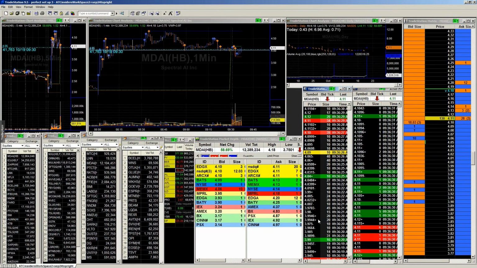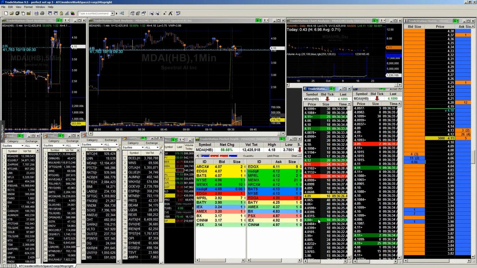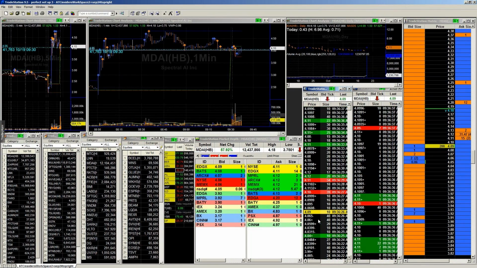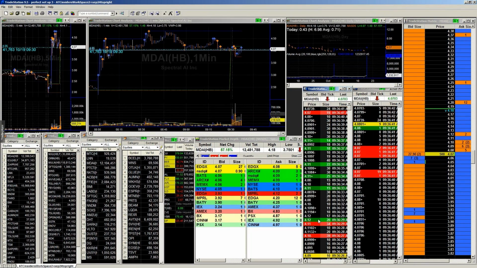Notice as we're watching, have we really seen any alignment on the overall game plan versus the shorter term game plan? Not really.